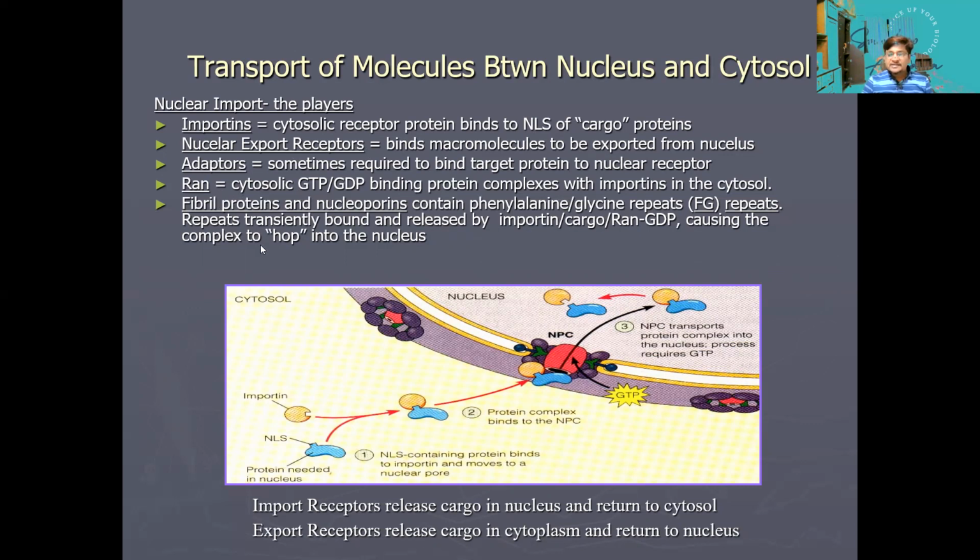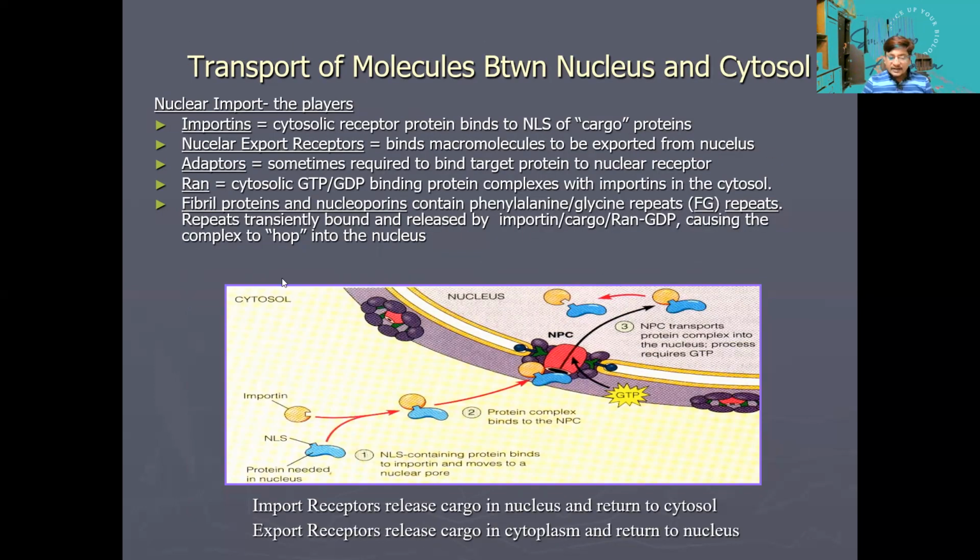Then we have the fibrils, which are the inner part of the nuclear pore complexes, which have the FG repeats. That means they have phenylalanine and glycine repeats, which help to recognize the protein which is entering or moving out of the nuclear pore complexes. Even when I told you about the export of messenger RNA, there also they scan through the protein bound to the messenger RNA in order to make a move. And the movement of those complexes is going to hop into the nucleus.